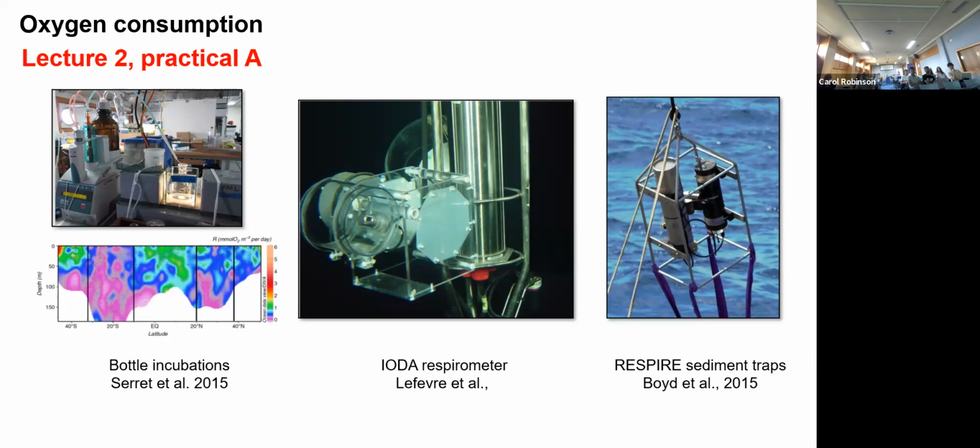The development of in situ respirometers, such as the IODA, and in situ sediment traps, such as Respire, enable the oxygen consumption of free-living and particle-associated microbes to be determined, without the challenges associated with collecting a sample from the mesopelagic depths and attempting to incubate it for a length of time at simulated in situ conditions of temperature, oxygen, and pressure. The advantages and limitations of measuring microbial oxygen consumption will be covered in lecture 2 and practical aid tomorrow.